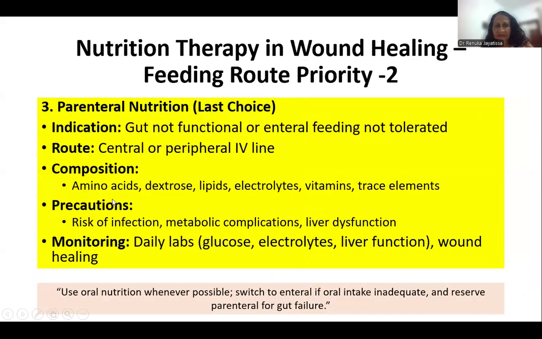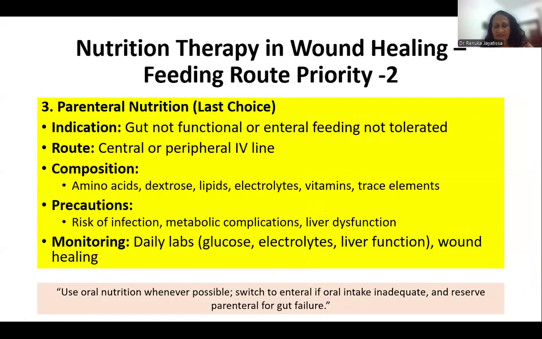So the third last choice is parenteral nutrition. When the gut is not functioning and enteral feeding is not tolerated, then there's no other choice. You have to go to the central or peripheral IV line and go for the parenteral nutrition. Usually parenteral nutritions are available in different forms.